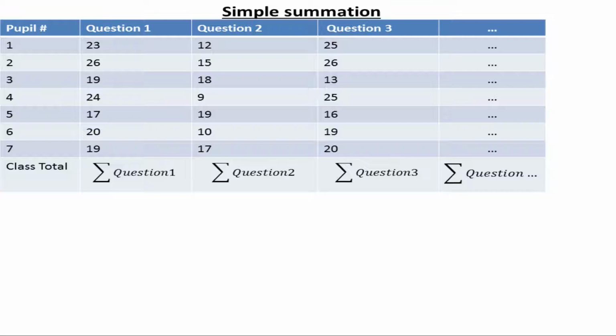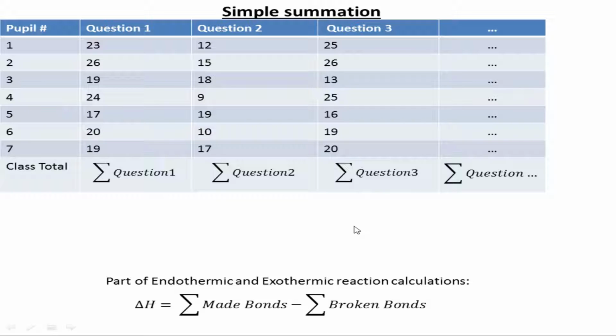Another two examples: first of all, statistics uses summation. The second one is in endothermic and exothermic reactions. The delta H in a graph showing endothermic and exothermic reactions and activation energy is created by the sum of the energy for the made bonds, the products, subtracted by the sum of all the energy required to break the reactants' bonds.